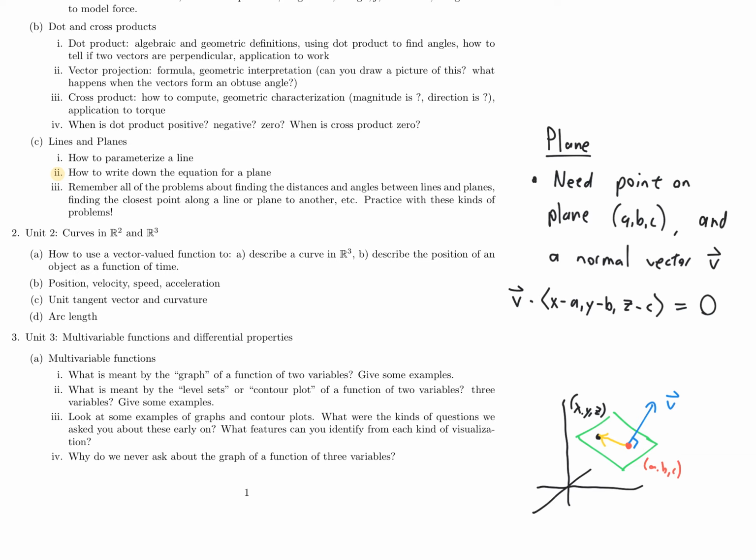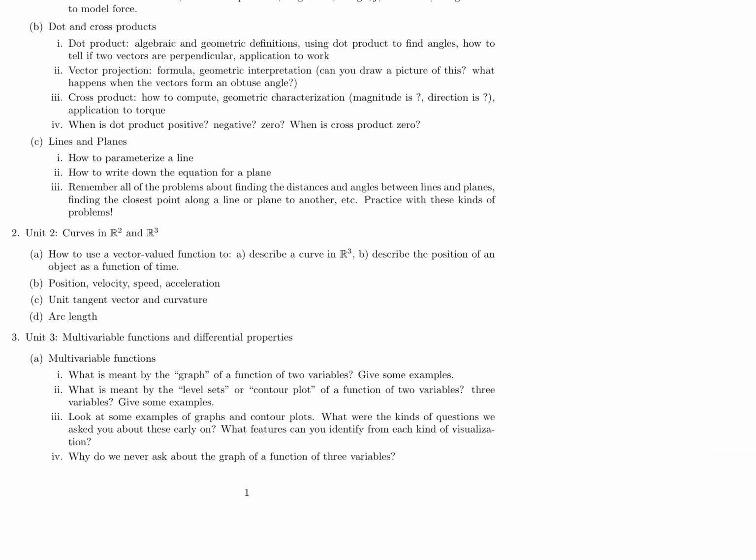Now, after learning about lines and planes and how to describe them, you might remember we had lots of different problems regarding lines and planes: finding the angles between them, distances between lines, planes, points, finding the closest point along a line or a plane to a different one. There's all kinds of different problems we could ask about here. And so I'm going to just do one example, just to remind you of the flavor of these and the kinds of tools you'll need to use.